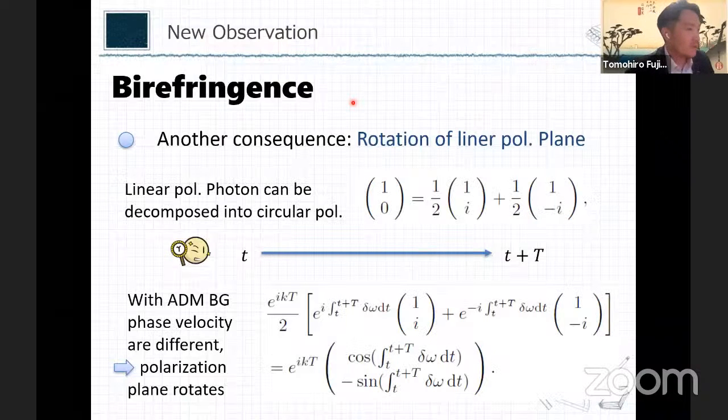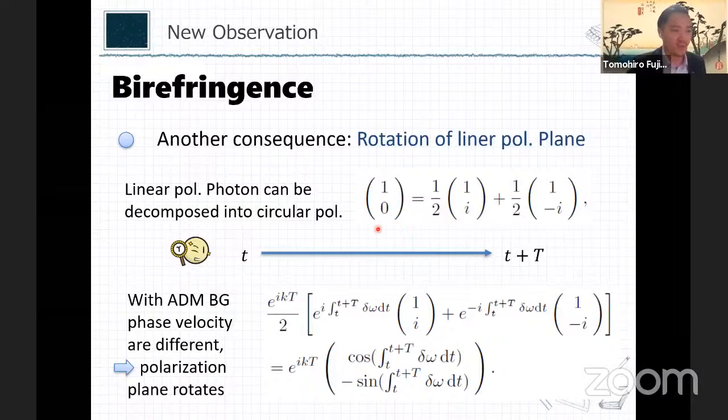Okay, so I already had one question about linear polarization. So let's consider a linear polarization photon. Let's assume this guy is a photon, propagating in one direction, let's say along the z direction, from time t to t plus capital T. Okay, easy setup. And the initial condition is linear polarization.